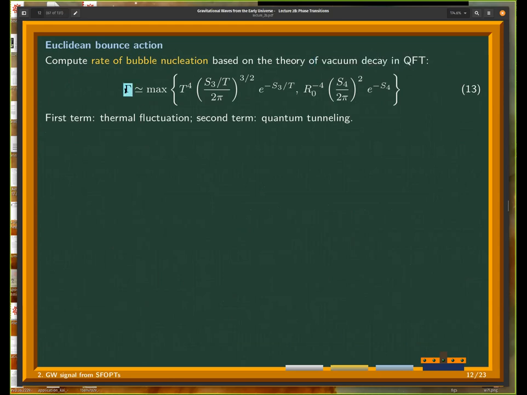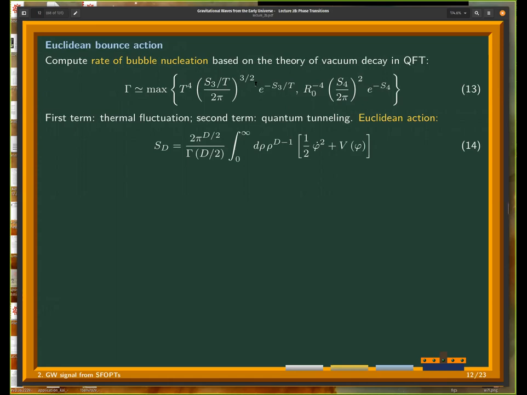So gamma is the rate of the bubble nucleations. And it's either one of these two terms here. The first term describes thermal fluctuations. So this rate is proportional to e to the power minus S3 over T. I will explain what S3 is in a second. But here you see that the temperature appears. So this corresponds to the rate of the thermal fluctuation over the potential barrier. And the second term describes quantum tunneling through the barrier. And this is independent of temperature to some extent.